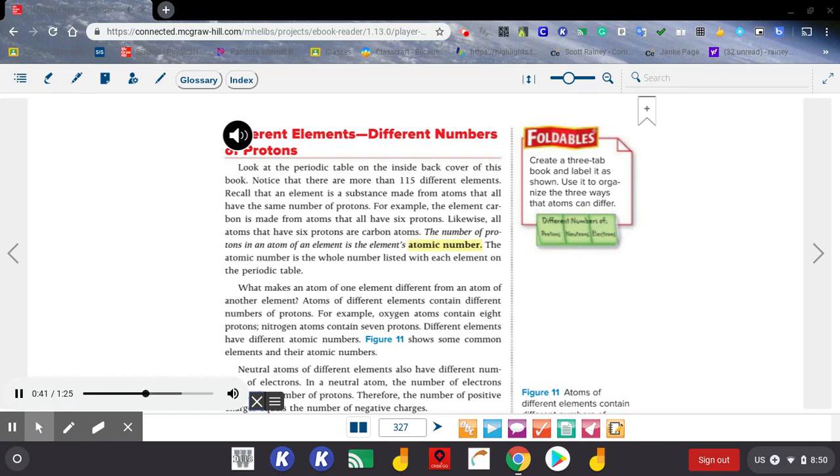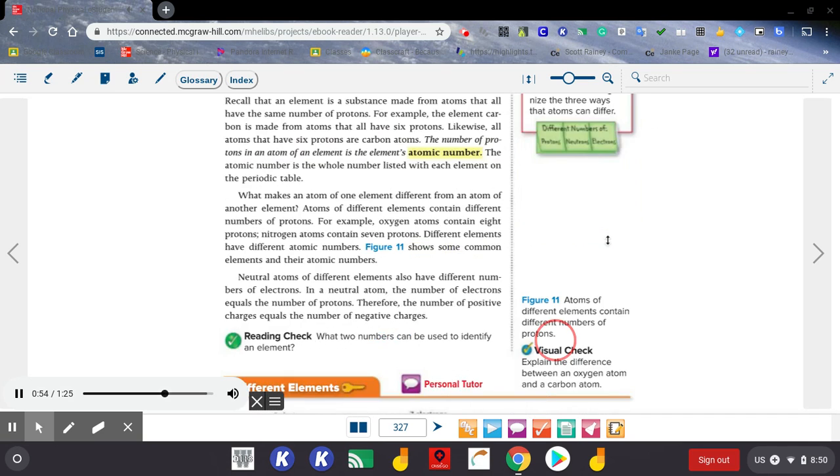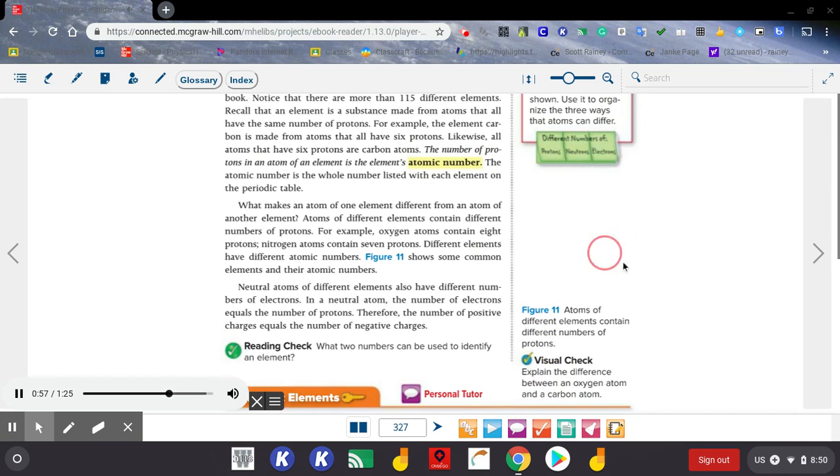What makes an atom of one element different from an atom of another element? Atoms of different elements contain different numbers of protons. For example, oxygen atoms contain 8 protons. Nitrogen atoms contain 7 protons. Different elements have different atomic numbers. Figure 11 shows some common elements and their atomic numbers.